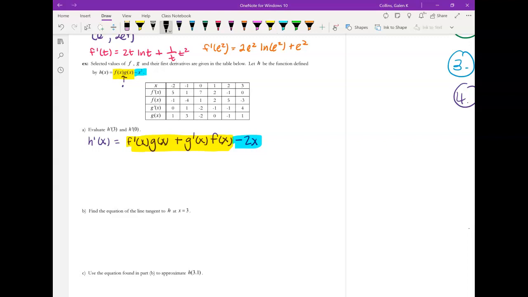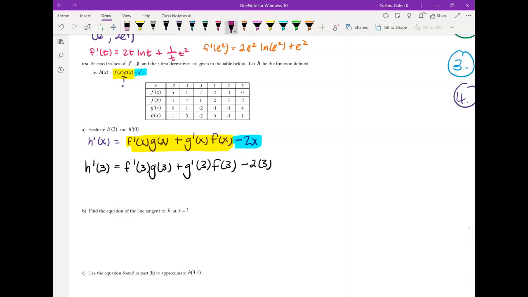Once we have found that derivative, we could now evaluate h prime of 3, and I'm going to just literally replace every single x with the number 3. Just a heads up, for a free response question, you would be expected to show h prime of x, and you'd be expected probably to show your work here for h prime of 3.